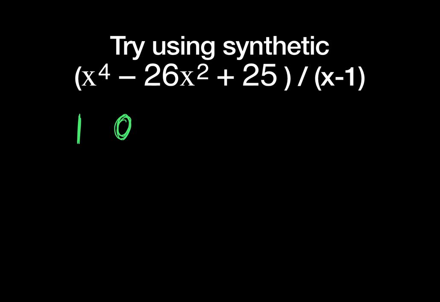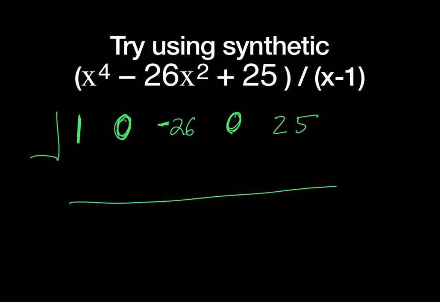Is there an x squared? Yes. Its coefficient is negative 26. Is there an x? No. Its coefficient is 0. Is there a constant number? Yes, its number is 25. I'm going to put my little box over there and do this. So again, step 1, I write the coefficients in descending order, making sure that I don't miss any of them.